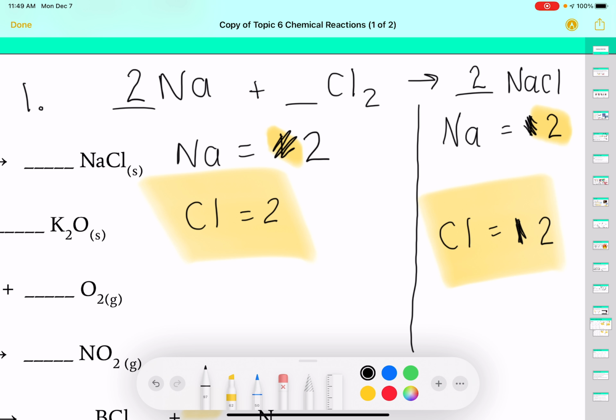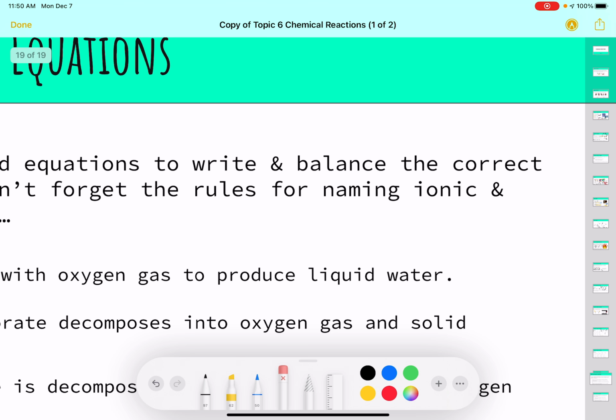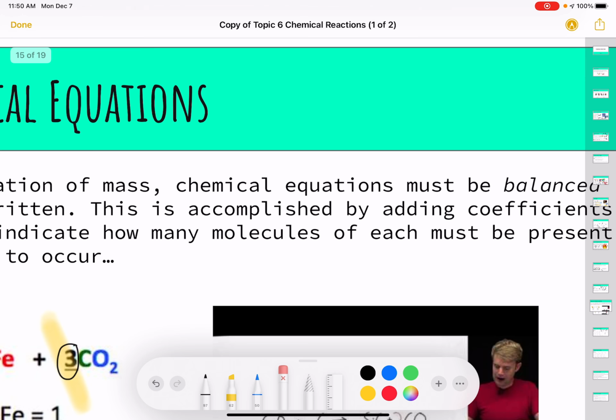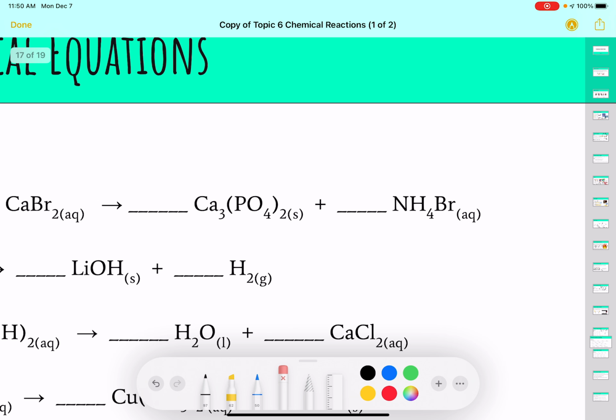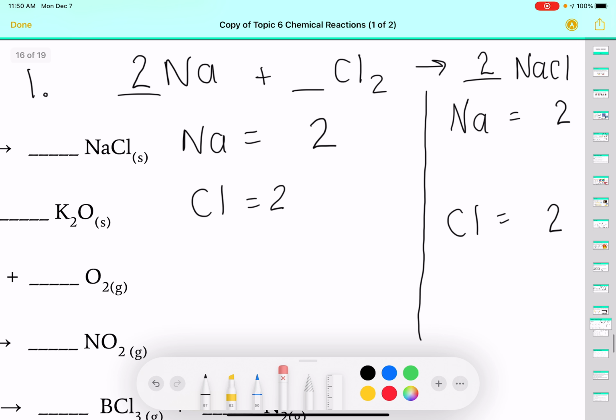There we go. So we've got 2 on both sides. We got 2 NAs and 2 NAs, 2 CLs and 2 CLs.